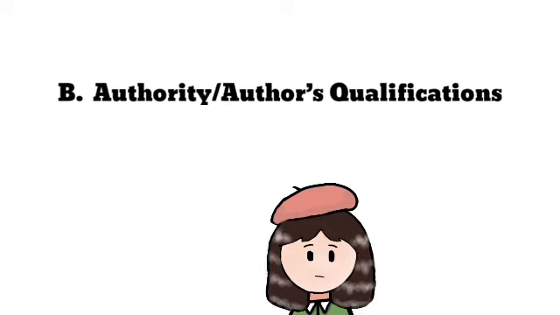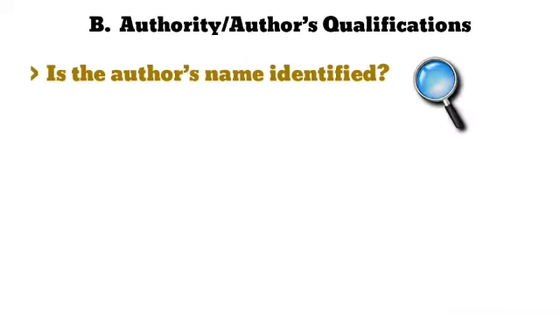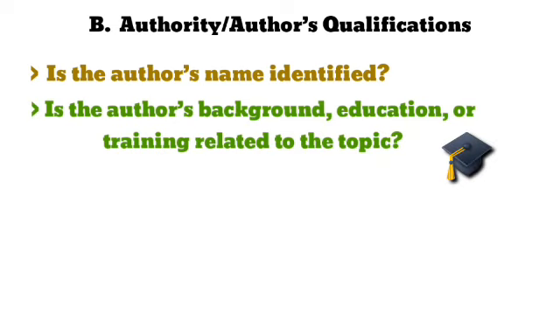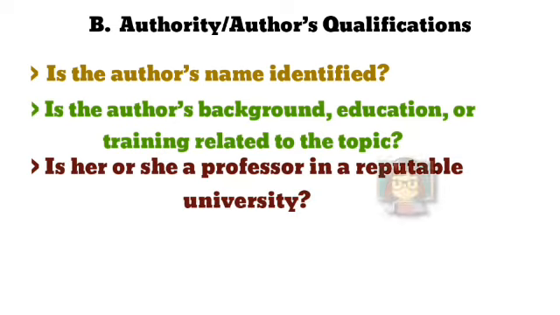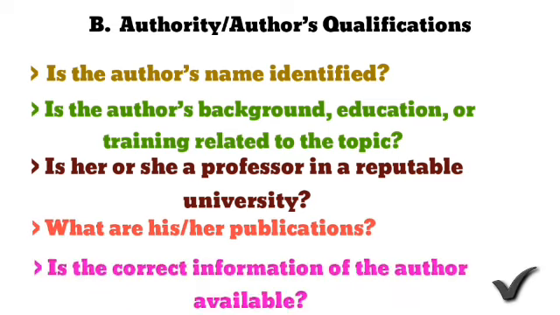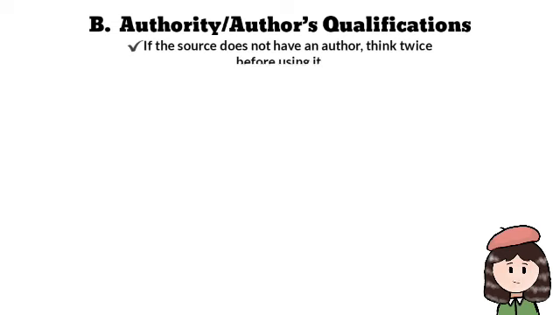Authority or author's qualifications. Is the author's name identified? Is the author's background, education, or training related to the topic? Is he or she a professor in a reputable university? What are his or her publications? Is the correct information of the author available? Key ideas. If the source does not have an author, think twice before using it.